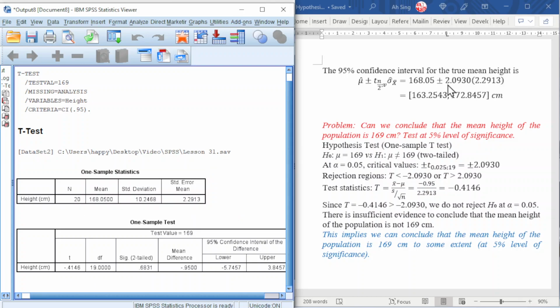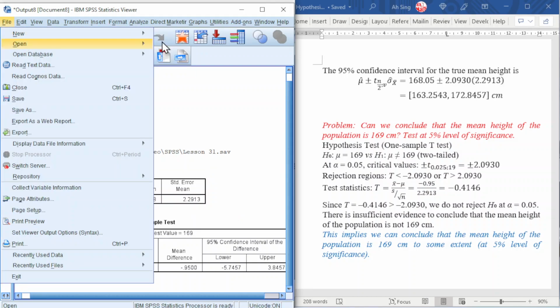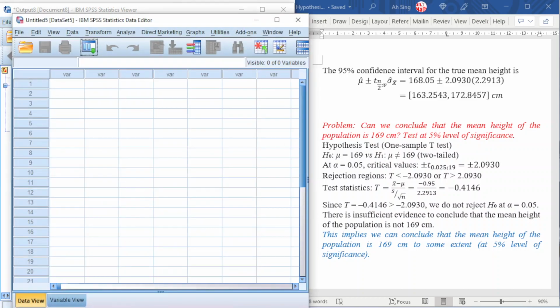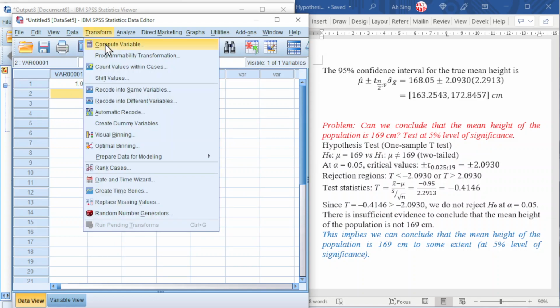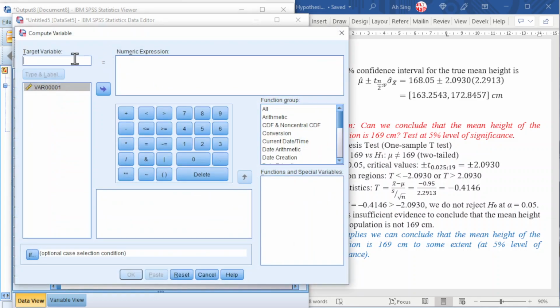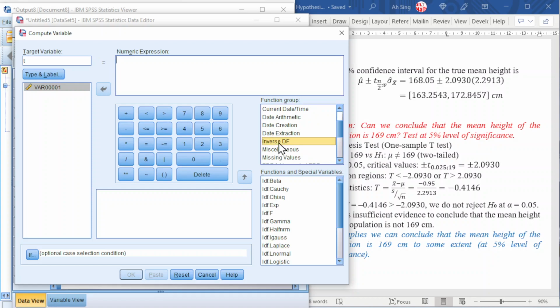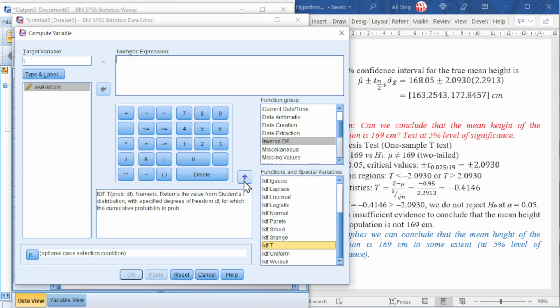To obtain the t-value, we can make use of a new book, new data. Make sure the data view is not empty, simply type a number. Go to Transform, Compute Variable, t as target variable. What we need here is the inverse DF. Look for inverse t, IDF.T.